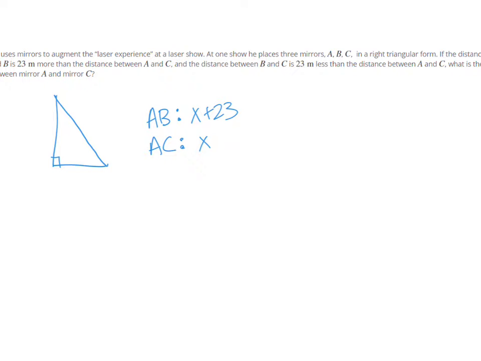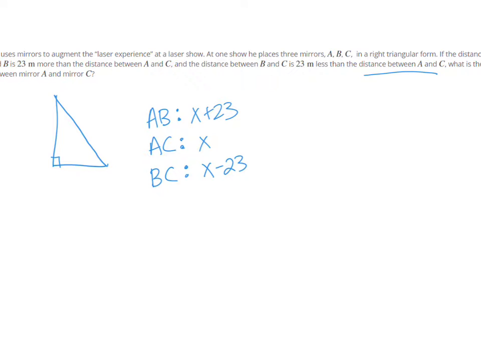The distance between B and C, okay, that's my next option, is 23 meters less than. Oh, I got lucky there. So it's less than the distance between A and C. So that's X. So this is X minus 23. All right, what is the distance between mirror A and C?